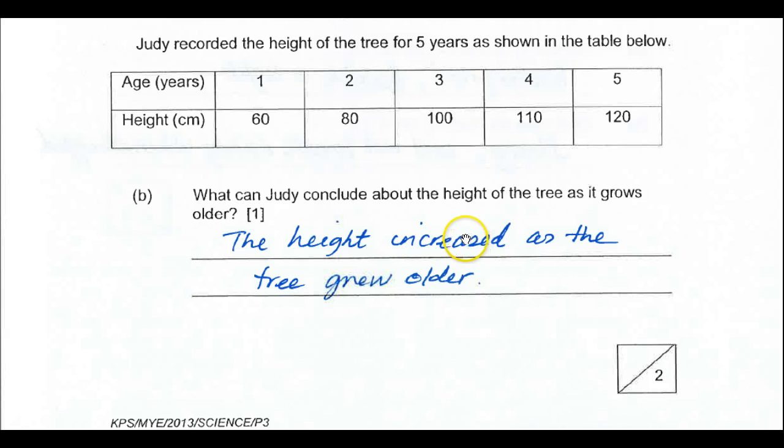The other way of looking at it, you could say this. For the first, what can you conclude about the height? For the first 2 years it increased by 20, increased by 20, after that, the third year by 20. After the third year, it just grew by 10 and by 10. That could be alright, but the best and simplest straightforward answer would be that the height increased.